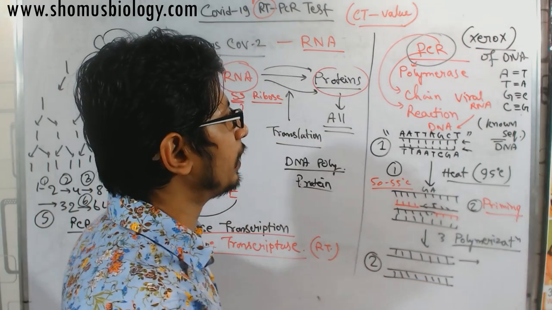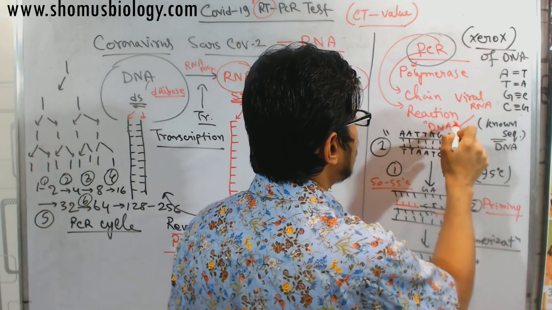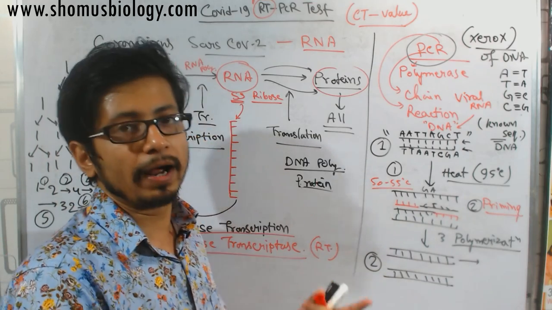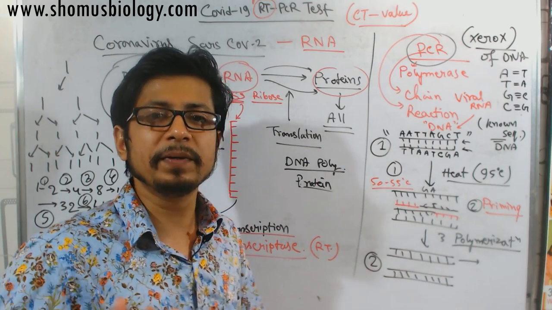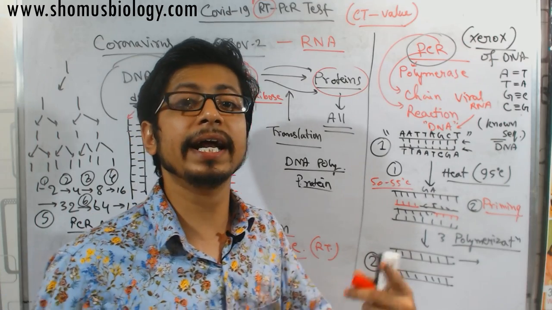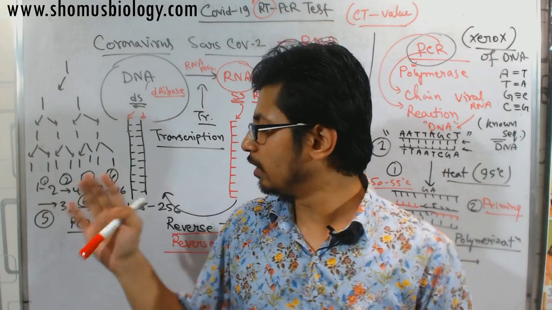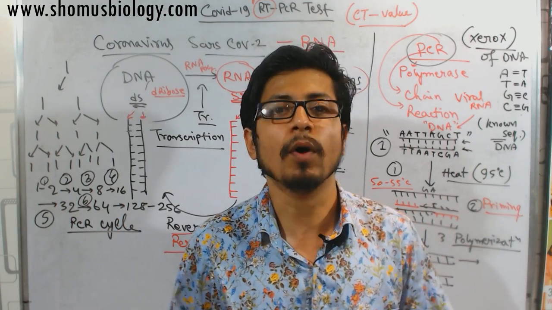So reverse transcription technology is used to convert viral RNA into DNA first, and then that viral DNA which is formed will be amplified with different PCR cycles until we get the load, or number, of the viral DNA that we want.